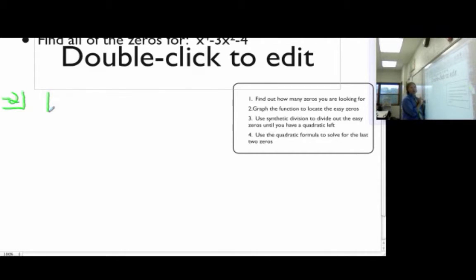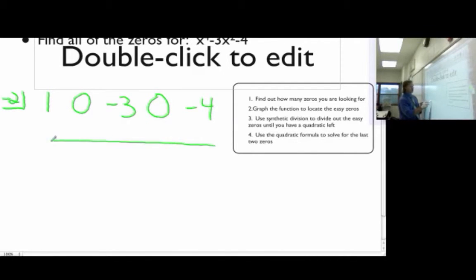1, 0, because I don't have an x cubed. And then -3, and then 0, and then -4.